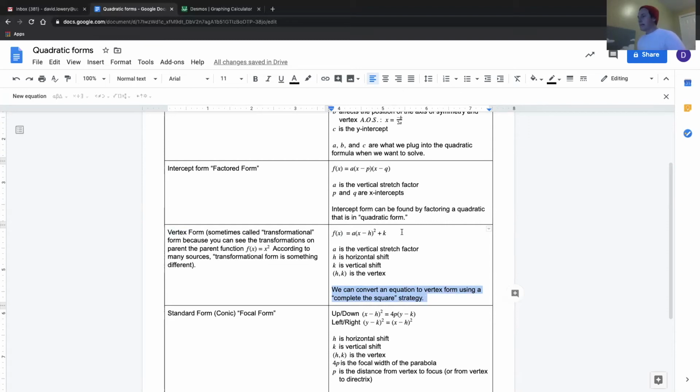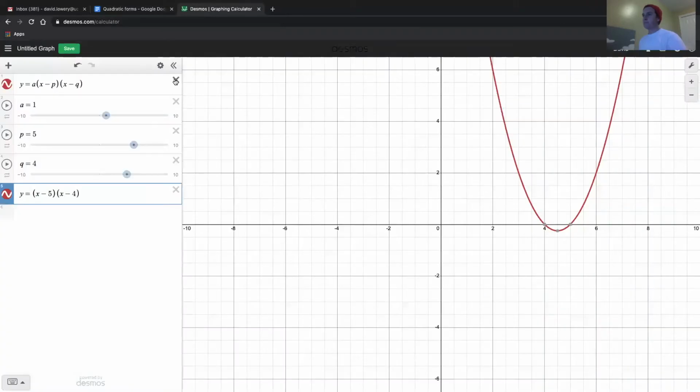Okay, let's take a look at this one and jump into Desmos. So a times (x minus h) squared plus k. So let's get rid of these guys.